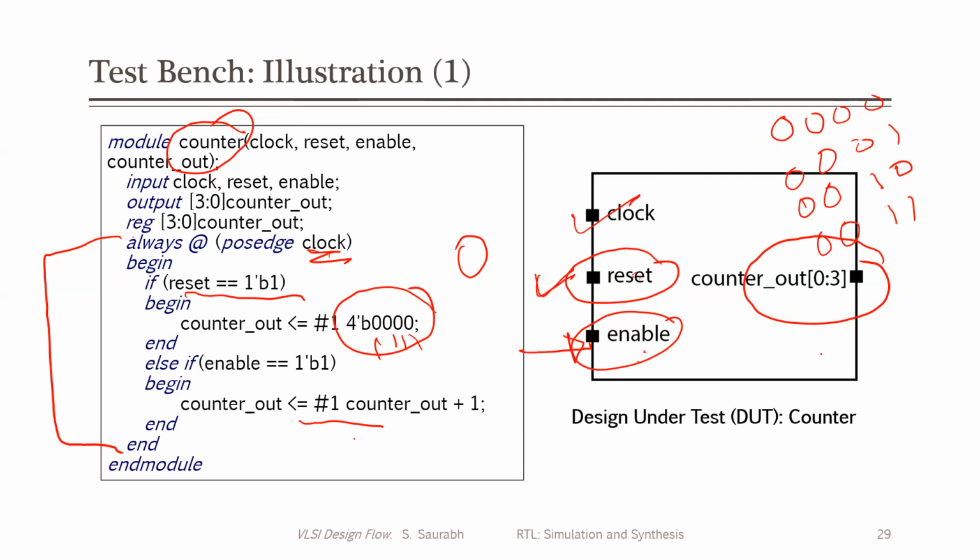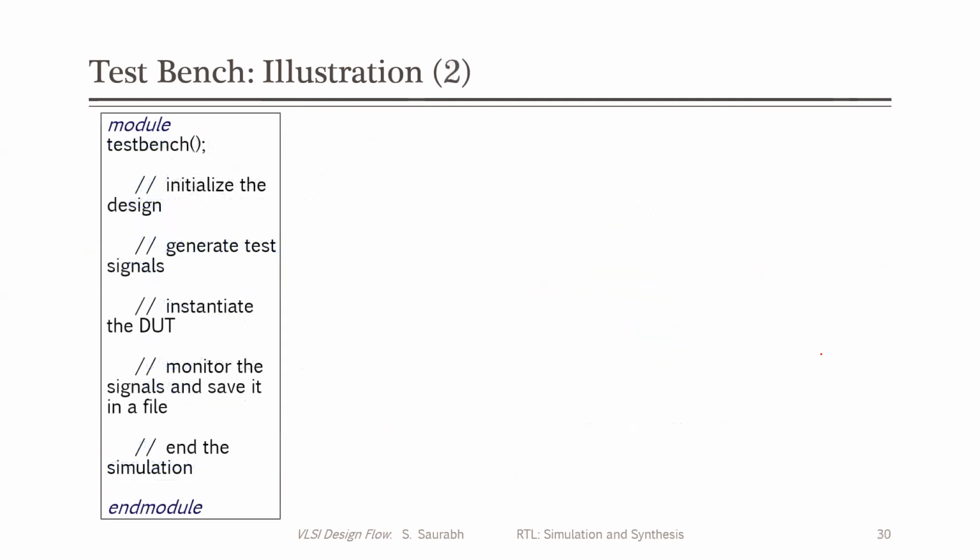Now, how to write a test bench for it? There can be many ways to write a test bench. A systematic way is that we do 5 things in a test bench. First, we initialize the design. We keep the signals at their initial conditions. The second thing is that we generate the test signal that we want to test our design with.